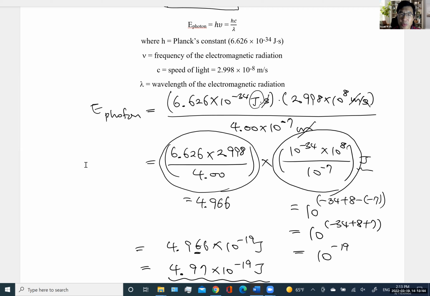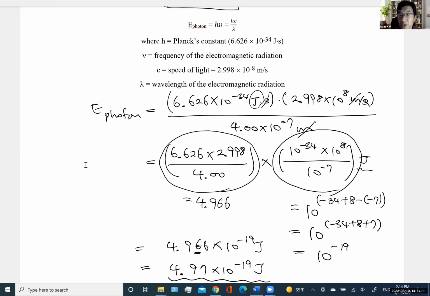It is better to separate the number and exponent. Okay, let's put them together, number by number and exponent by exponent. So 6.626 times 2.998 divided by 4, multiplied by 10 to the negative 34 times 10 to the 8th divided by 10 to the negative 7. And it is much easier to plug these numbers into the calculator. Then I got 4.966 for the number portion.